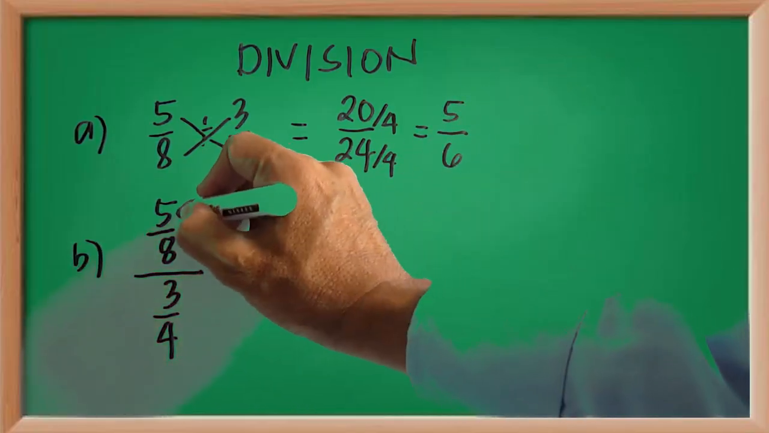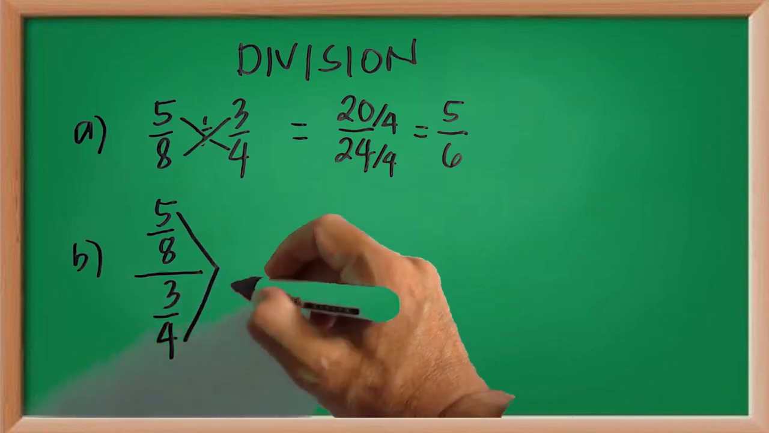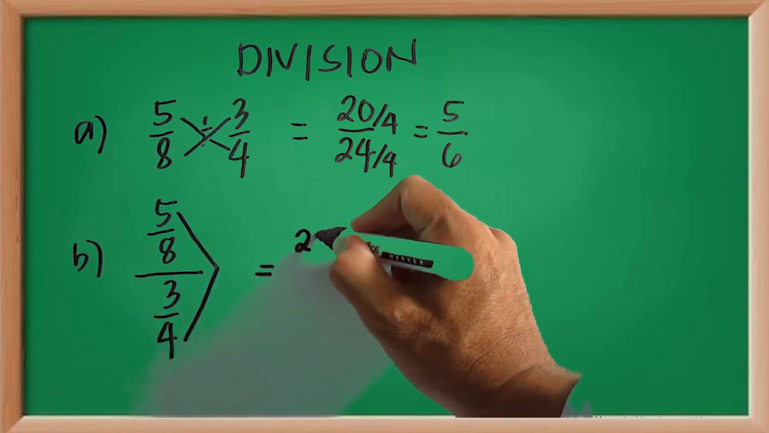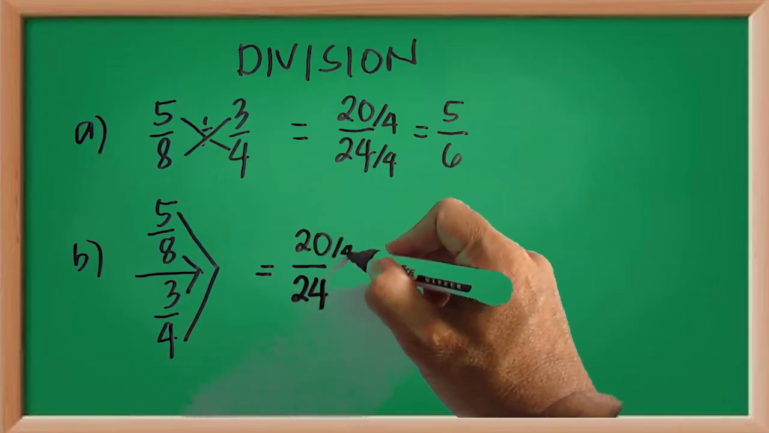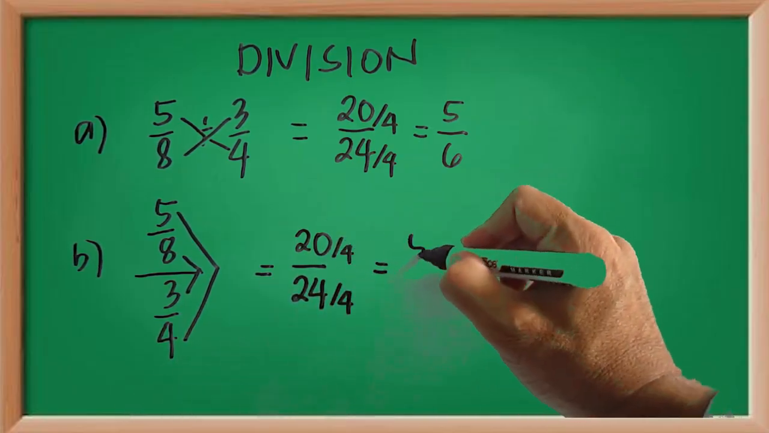If it is written this way, just draw an arrowhead as guide. 5 times 4 is 20. 8 times 3 is 24. Simplify, the answer is 5 over 6.